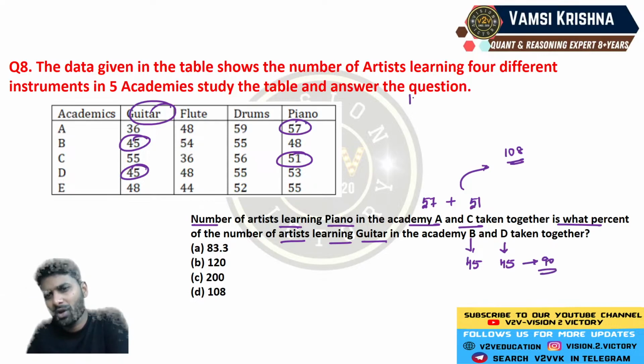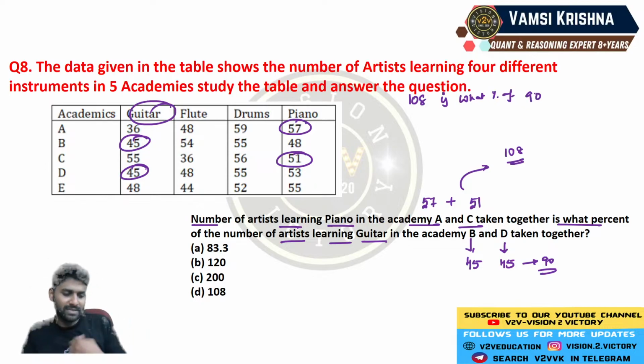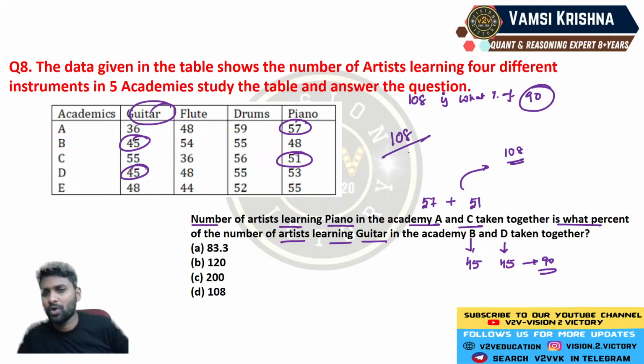Now the question: 108 is what percentage of 90? Now remember that comparison is always with the denominator. Now 108 is divided by 90 and multiplied by 100. So 108 by 90 is 1.2, times 100 is exactly equal to 120.